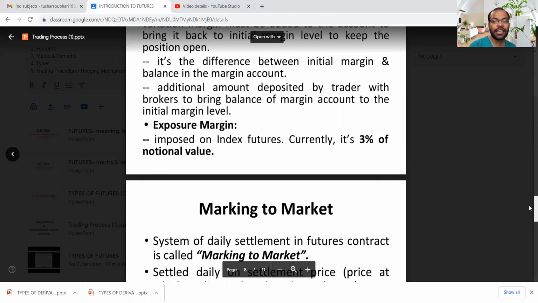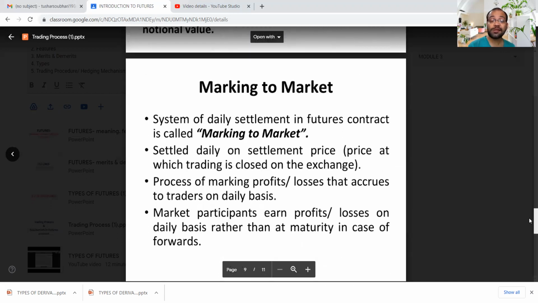It is imposed on the index futures. Currently, it is 3% of the notional value. Next is an important point, that is about marking to market. What is marking to market? It's a short answer question.